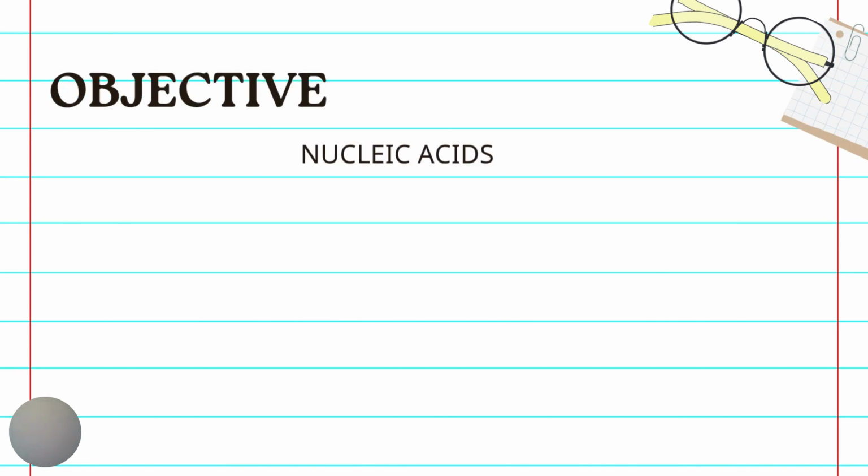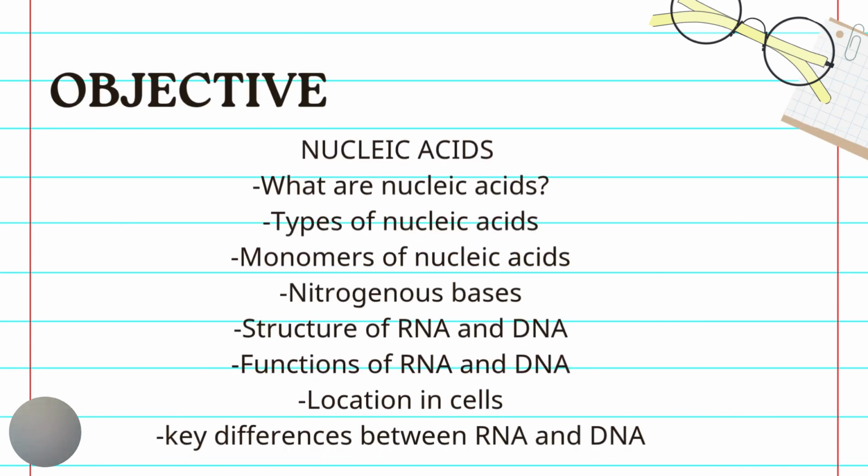So today, we are going to be doing nucleic acids. We are going to be talking about what are nucleic acids, the types of nucleic acids, the monomers or building blocks of nucleic acids, nitrogenous bases found in nucleic acids, structure of RNA and DNA, functions of RNA and DNA, the location of RNA and DNA in cells, and the key differences between RNA and DNA.